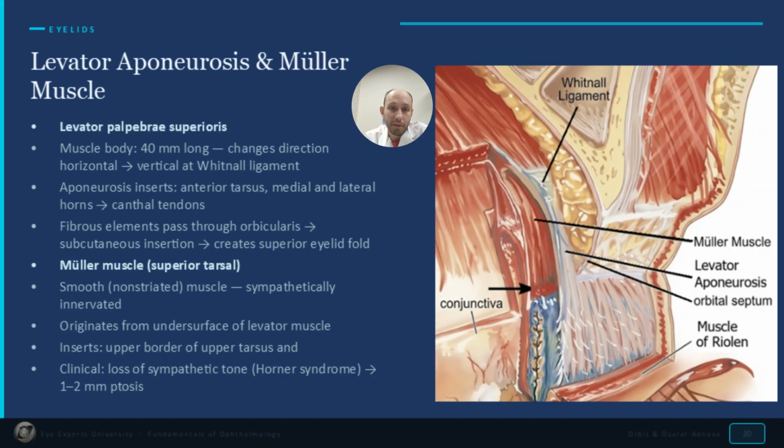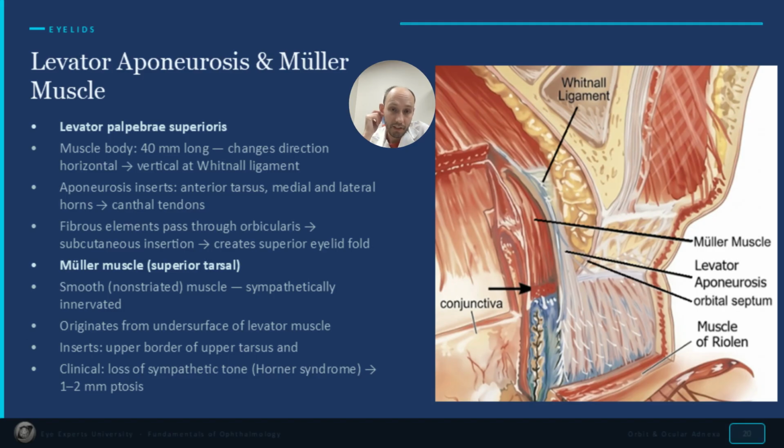So the main muscle that opens the eyelid is the levator, and it does this through its attachment of the levator aponeurosis. So the muscle body is about 40 millimeters long, and it changes directions from horizontal to vertical at the Whitnall ligament. The aponeurosis inserts just anterior to the tarsus and also medially and laterally. So it's a nice broad insertion. The fibrous elements also pass through the orbicularis, the subcutaneous tissue, and insert into the eyelid skin. And as we just talked about, that's what makes the eyelid fold.